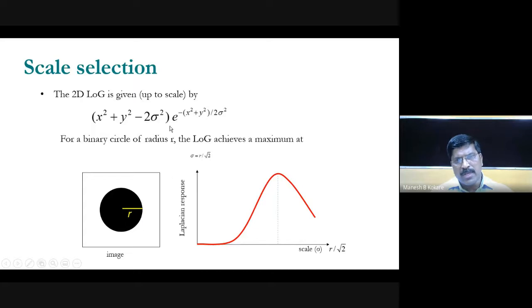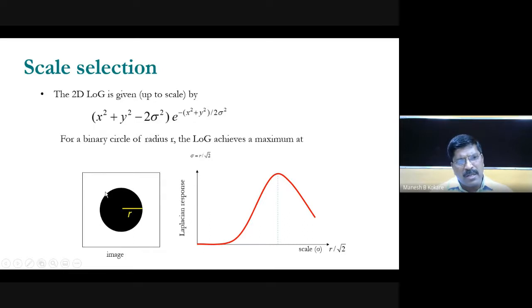If sigma is equal to r by root 2, it will give the maximum response for that circle. So for detecting this circle very clearly, the sigma value of that Gaussian function should be equal to r by root 2.